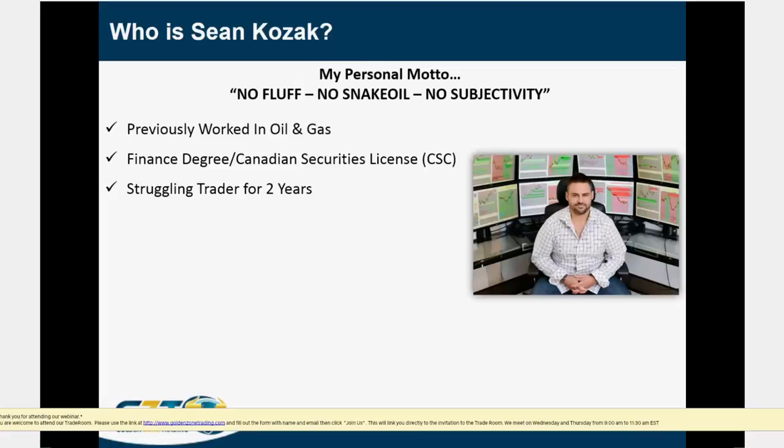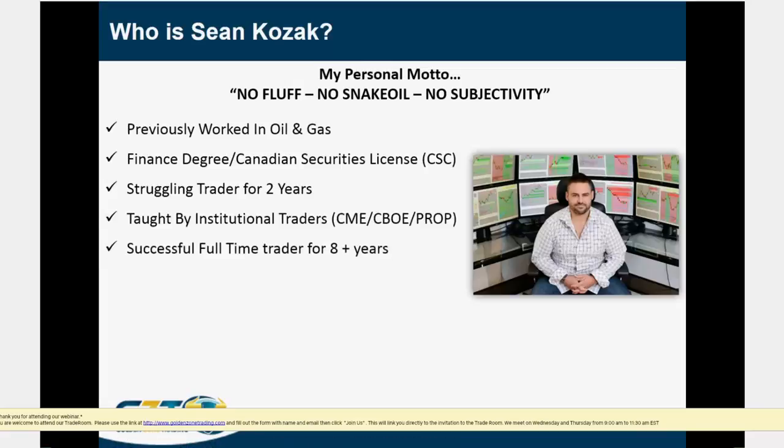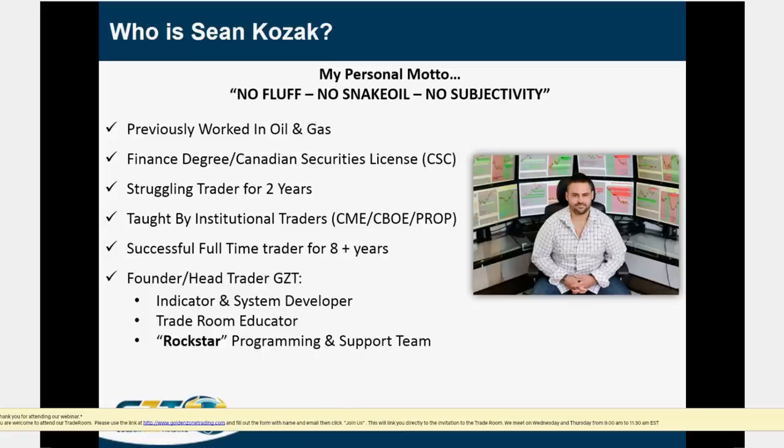As Sean learned more and more, he saw that there was a need for trading supply and demand, because that's what drives the market. We're going to talk a lot about that. He is the founder of GCT Golden Zone Trading. He uses the indicators and he's a system developer. His main thing is education.